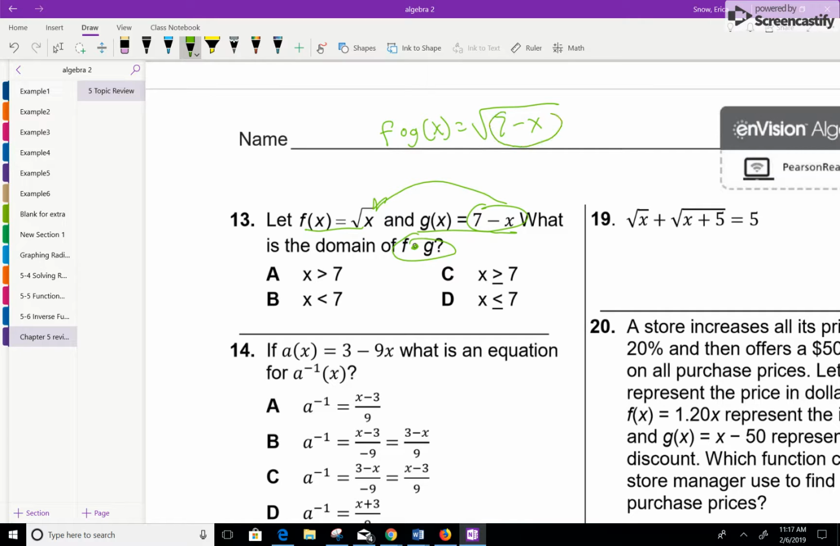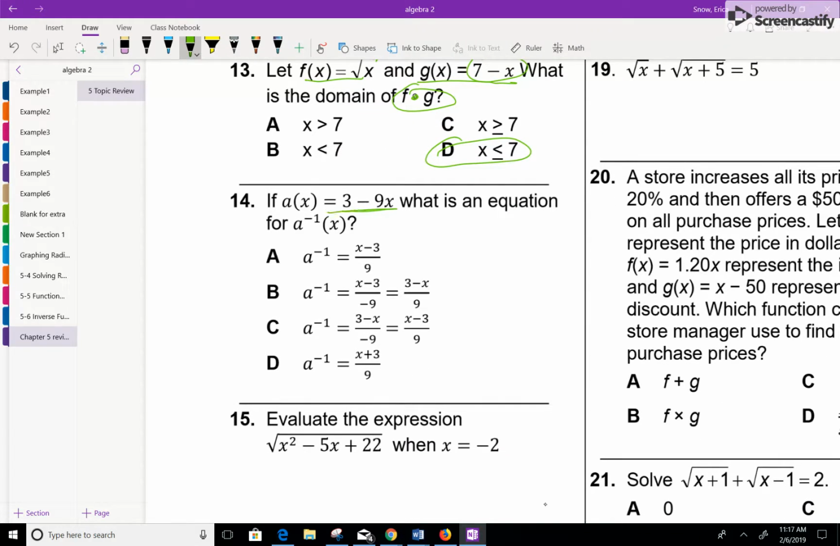Now remember that this has to be greater than or equal to 0. So 7 minus x is greater than or equal to 0. And we move our x over, we get 7 is greater than or equal to x. So x has to be less than or equal to 7.